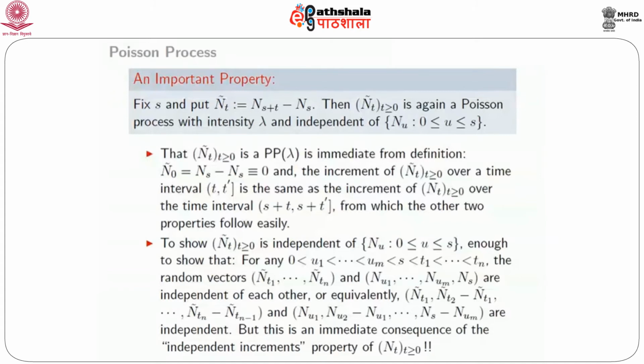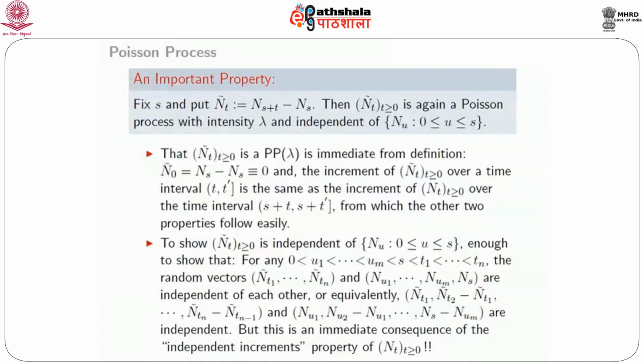It's enough to look at the increments of this vector. So Ñt, Ñt1 minus Ñt1, Ñt2 minus Ñt1, etc., and similarly increments of the other vector. It's enough to show that these two vectors are independent, because once you show that, the original vectors can be written as partial sums of these vectors. Just convince yourself. But this is now an immediate consequence of the independent increments property of N.